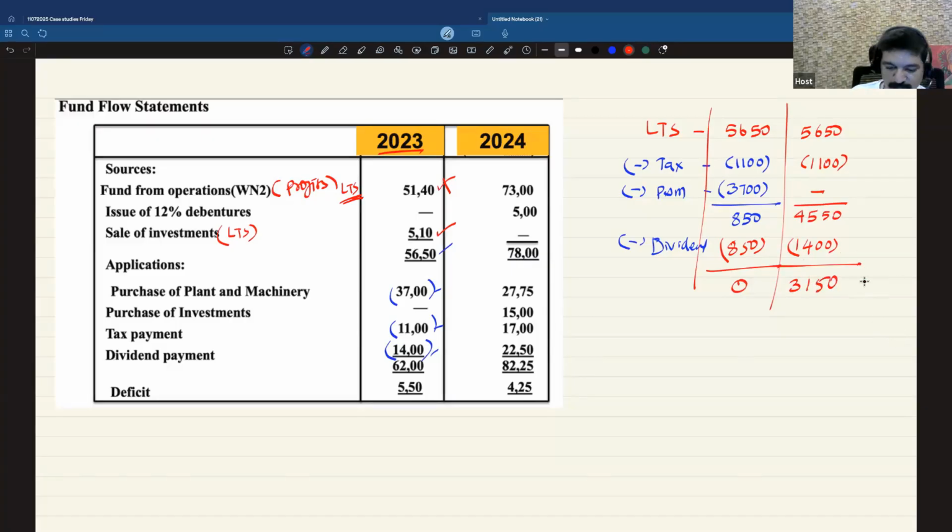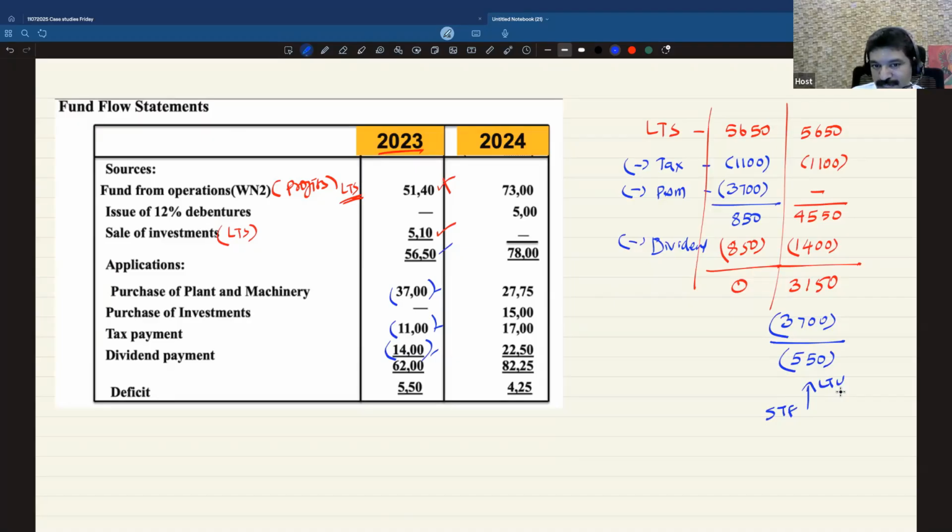So when they had 3,150, what they did, they went and purchased plant and machinery of 3,700. So here also what they did, they landed in a deficit of 550. And how did they manage the deficit? They took these short-term funds and they used it for long-term use. So now tell me whether this approach is correct. Whether this approach is correct? Yes or no? This approach is also wrong.